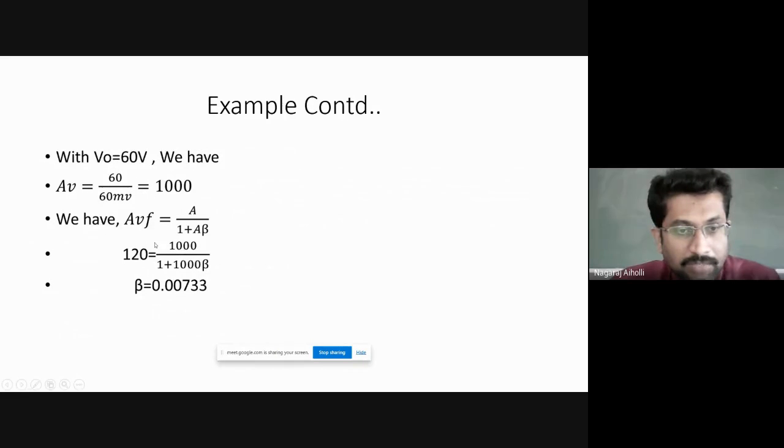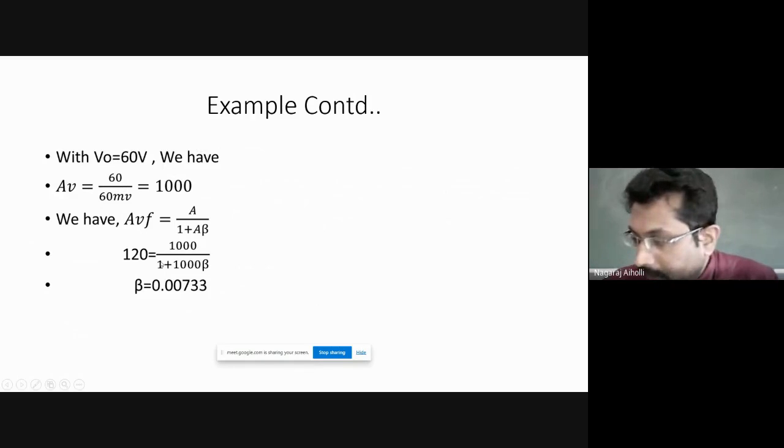Just cross multiply here. 120 into 1 plus 1000 beta is equal to 1000, or 1 plus 1000 beta is equal to 1000 divided by 120. Right? 1000 divided by 120 will be 8.3333. So 1 plus 1000 beta is 8.3333. 1000 beta is equal to 7.3333, or beta is equal to 7.33 divided by 1000, that comes out to 0.00733, or it is 7.33 into 10 raised to minus 3.